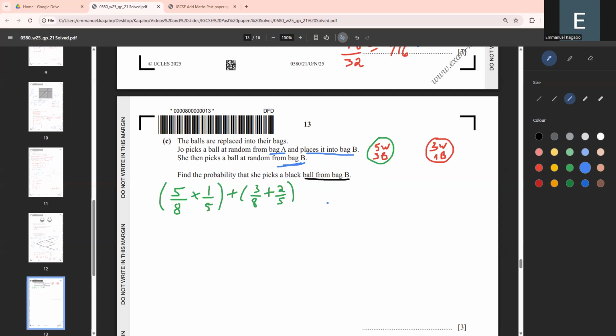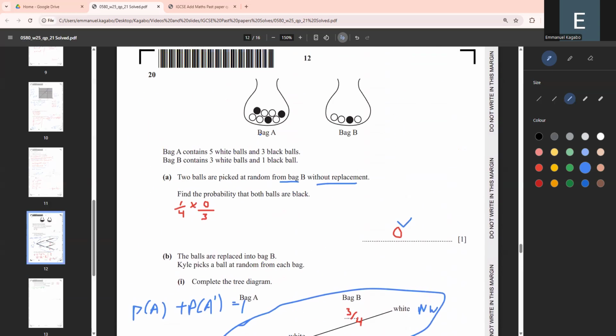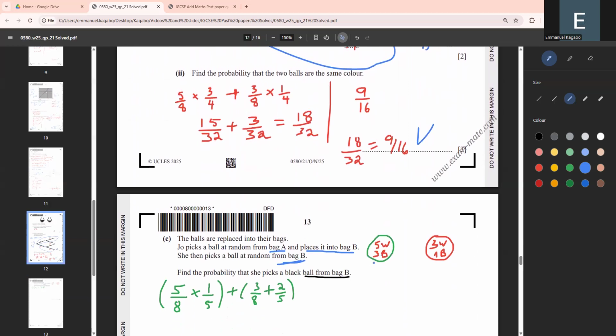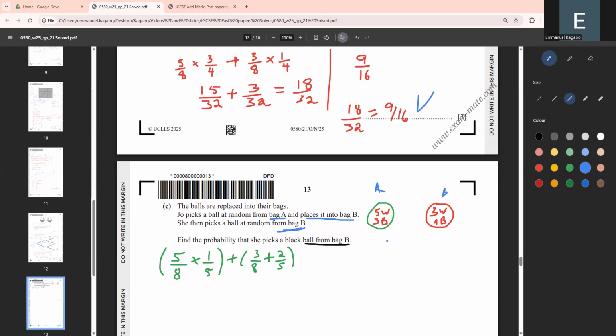Okay. I wanted to explain here. Do you remember what we had here? So 3 white balls, 3 black balls. That's what I was trying to do here. 5 black balls, 5 white balls, 3 black balls. 3 white, this is bag A, and this is bag B. We have 3 white balls and 1 black ball. Now, find the probability that she picks a black ball from bag B. Okay, but remember she's starting picking from bag A.